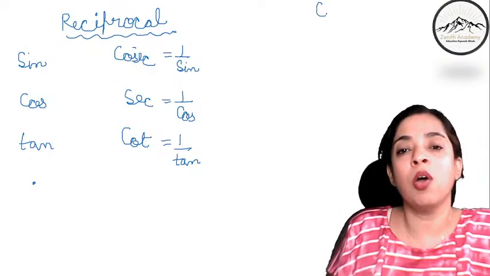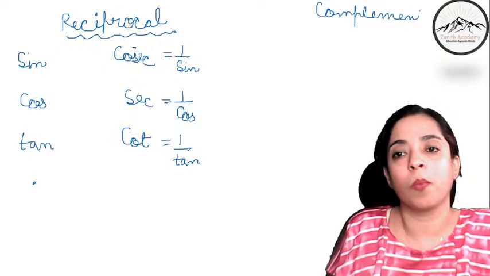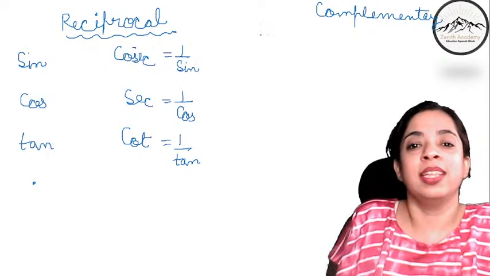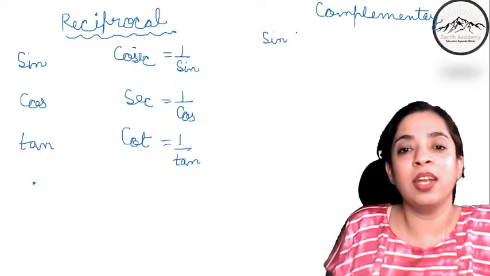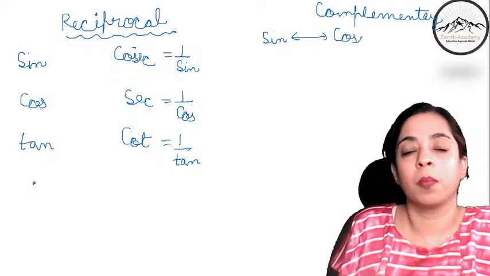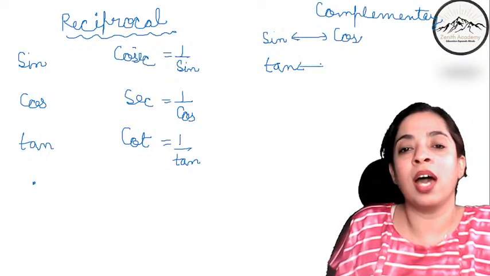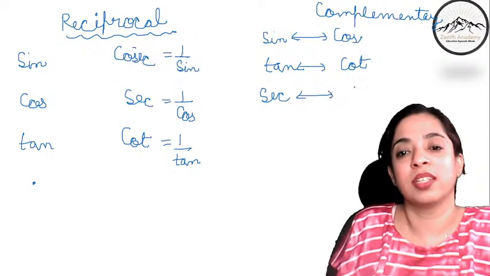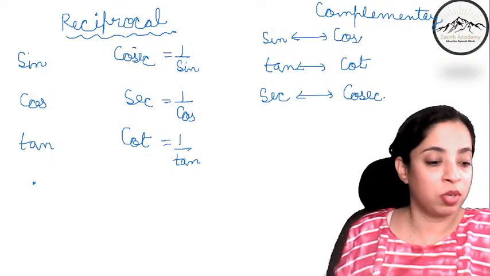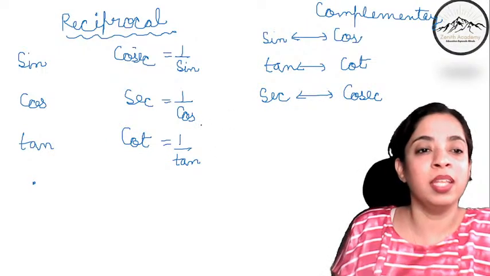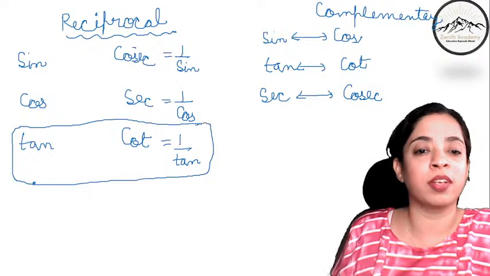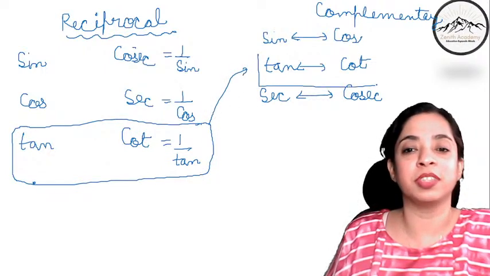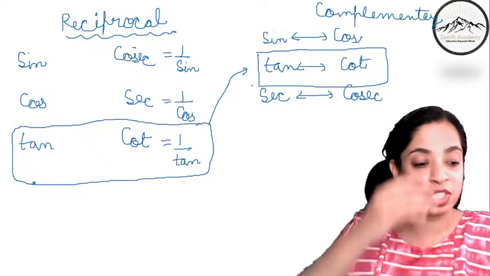Don't go wrong. Now complementary relations. In this case, sine and cos are related, tan and cot are related, and sec and cosec are related. Remember, in reciprocal also, tan and cot were relatives. Here also they are relatives, tan and cot, but the other relations are different. Understood?